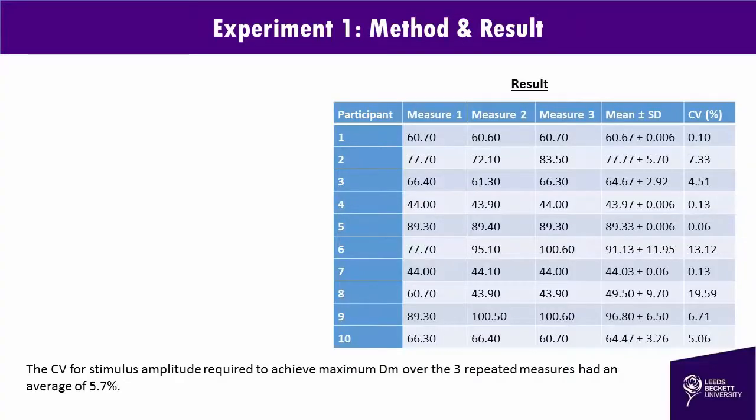Okay, so here are the results. We've got an N of 10 in each group. Each row is a different participant, and each column is each round of getting to maximum contraction. For example, the first participant got to maximum muscle contraction at 60 milliamps. Then we've got the mean, standard deviation of this data and the coefficient of variation for each individual. The mean for all of this data is a coefficient of variation of 5.7%, which is considered low. So that's good.